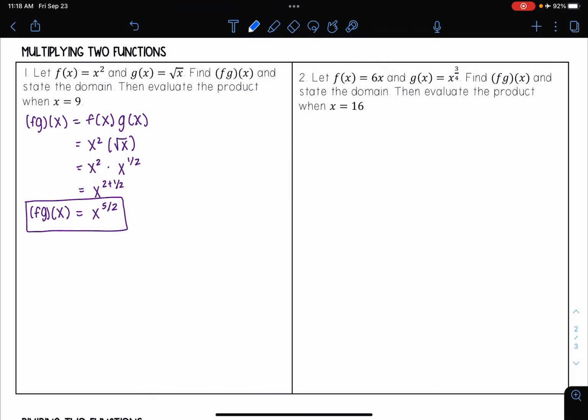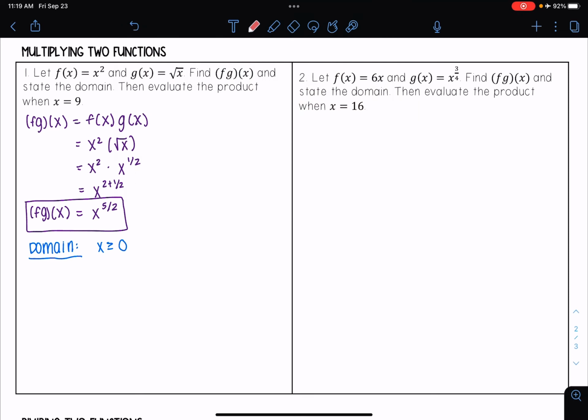Okay, next I need to state the domain. So here are my two functions. I have x squared and then I have square root of x. And so the domain of f consists of all real numbers and the domain of g consists of all non-negative real numbers. And so that means that the domain of fg consists of all non-negative real numbers, or in other words, that x is greater than or equal to 0. And remember, that's because that square root of x, that x has to be non-negative, because if I have a negative x and I take the square root, I get imaginary numbers.